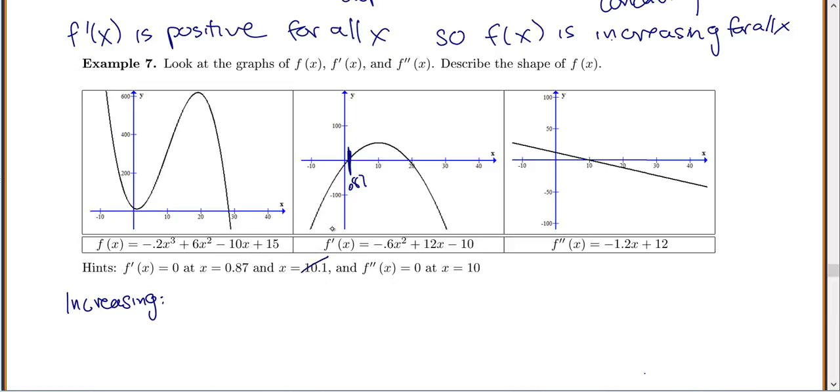I don't know how I got 10.1. I just typed that wrong. That's supposed to be 19.1. That actually matches what we have on our graph. 19.1.